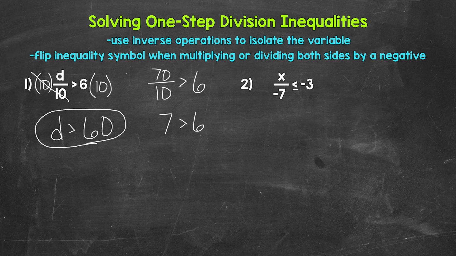Let's move on to number 2, where we have x divided by negative 7 is less than or equal to negative 3. So let's isolate x.